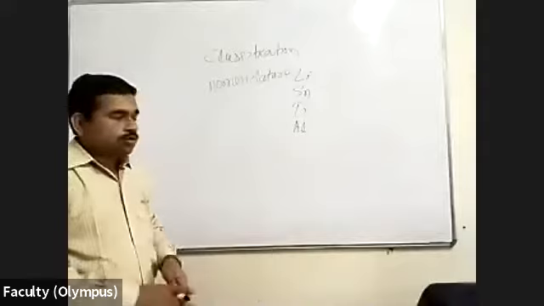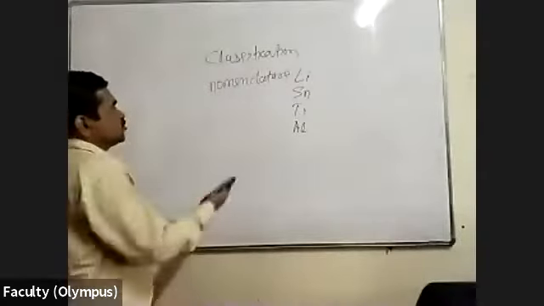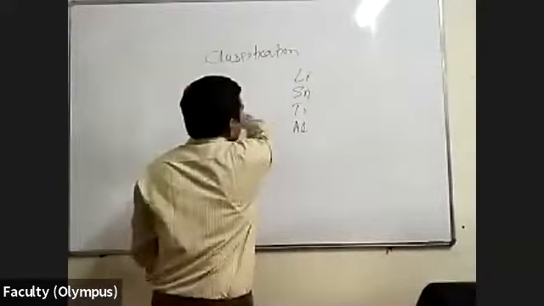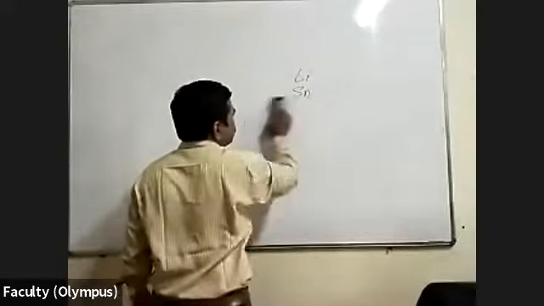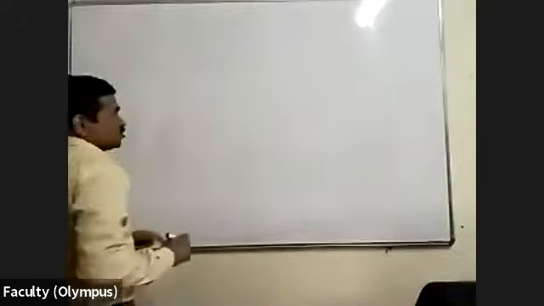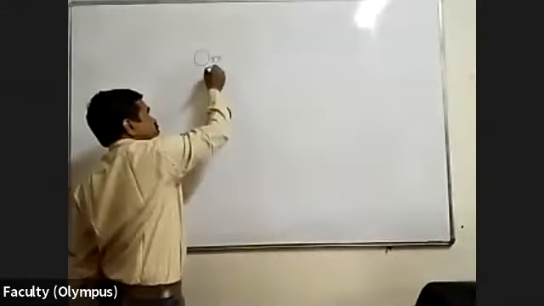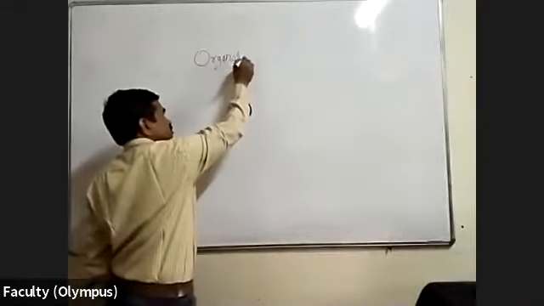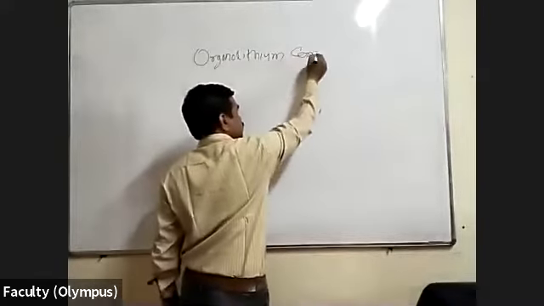So today we will start the organolithium compounds. The compounds of lithium with an organic group, in which there is a direct bond between carbon and lithium, are called organolithium compounds.